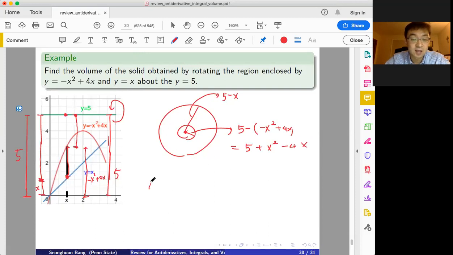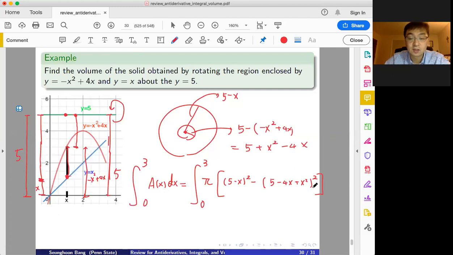So what's A of x? A of x is pi times the outer radius, 5 minus x, squared, minus the inner radius, 5 minus 4x plus x squared, squared. You take the integral from 0 to 3 dx. So that's it. This is the whole idea for solving this kind of problem.